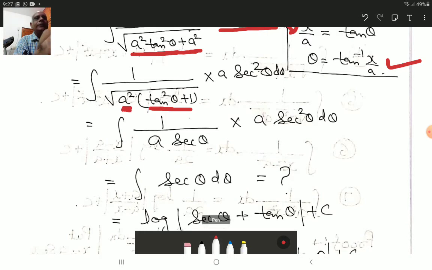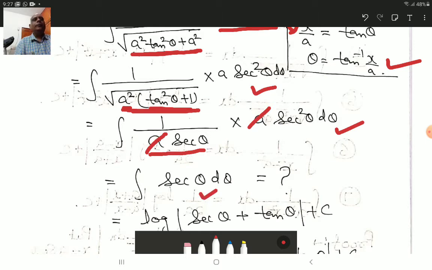So it becomes a square sec square theta, whose square root is a sec theta, into a sec square theta d theta, which is already present. Now a is cancelled, and sec square theta upon sec theta is sec theta. Do you remember the formula for integration of sec theta d theta? We did it in exercise 7.2.